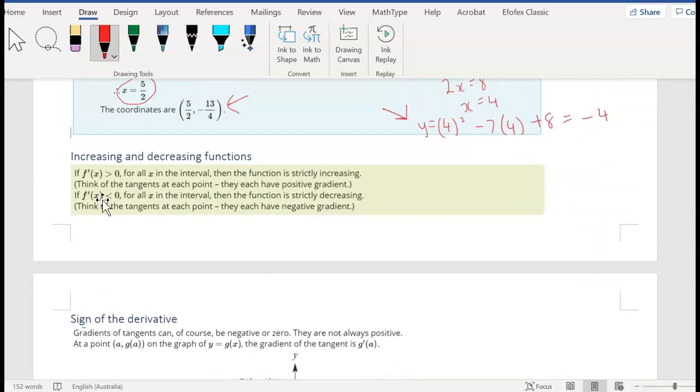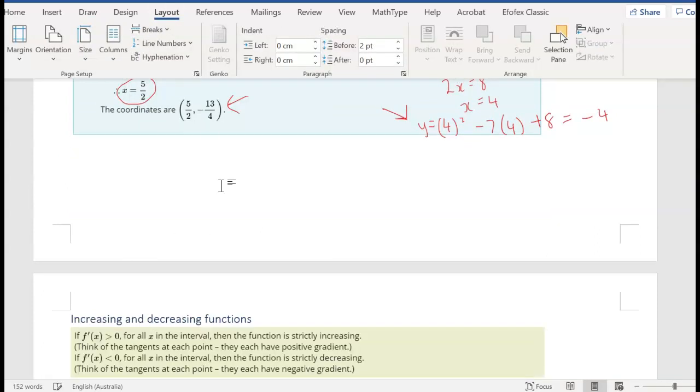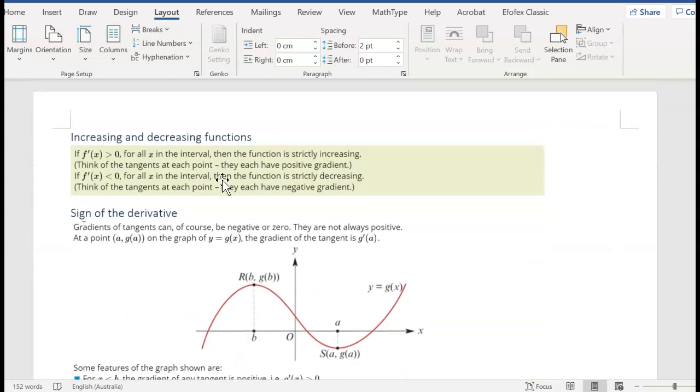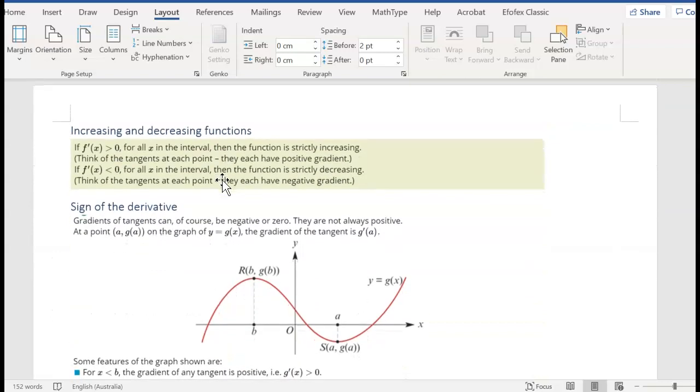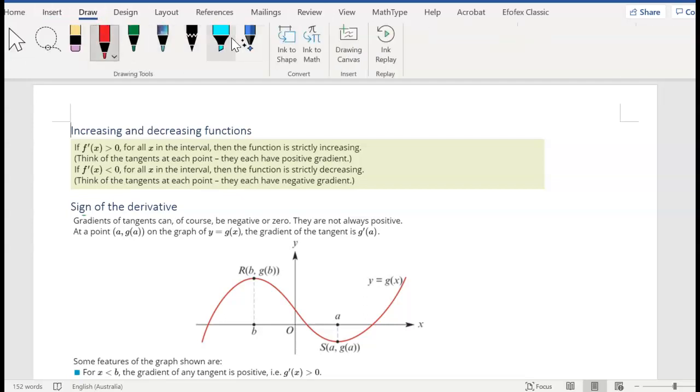All right, so I'm just going to skip this into the next page because it kind of flows with the next bit. So, increasing and decreasing functions. Your gradient actually tells you a bit of information about what is happening to your function. So if your gradient is greater than 0, so that means it's positive, then your function is strictly increasing. Think of the tangent at each point. They each have a positive gradient.